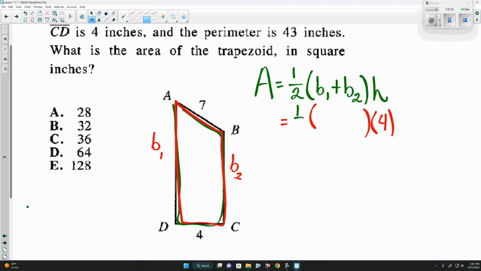Now we still have the 1/2. But we need to find out what the sum of the two bases are, or what the bases are. Did they tell us what the bases were? Well, what did they tell us? 43. So 7, 4, and the sum of these two bases is? So what can we do with that?